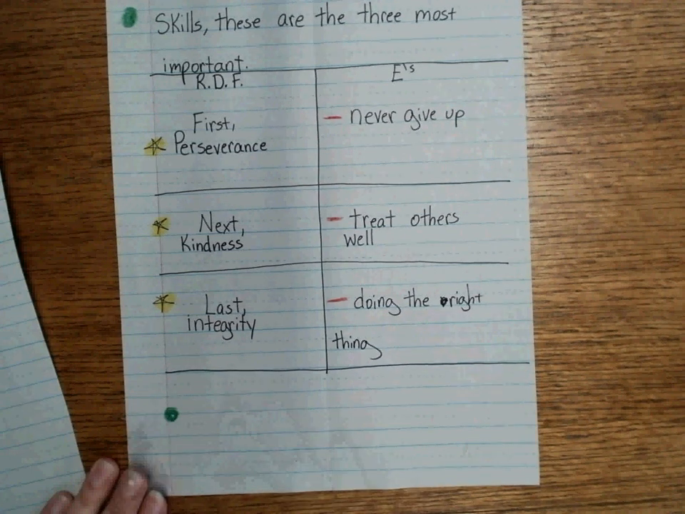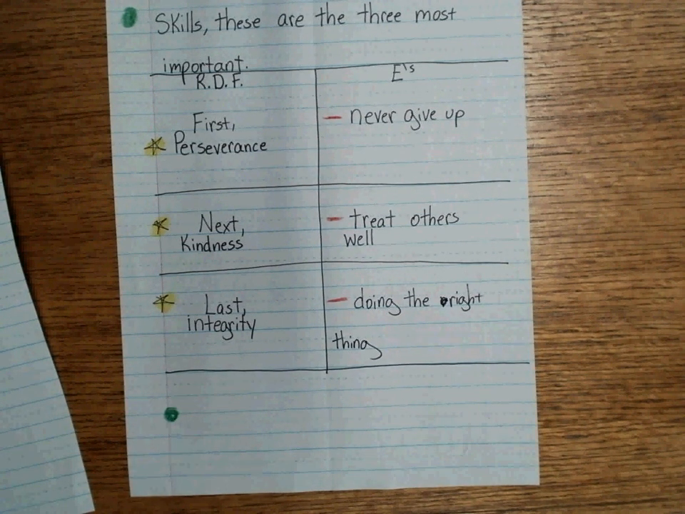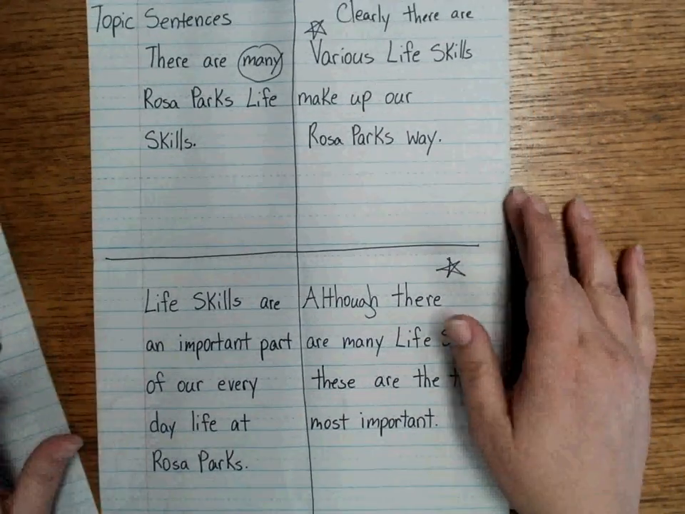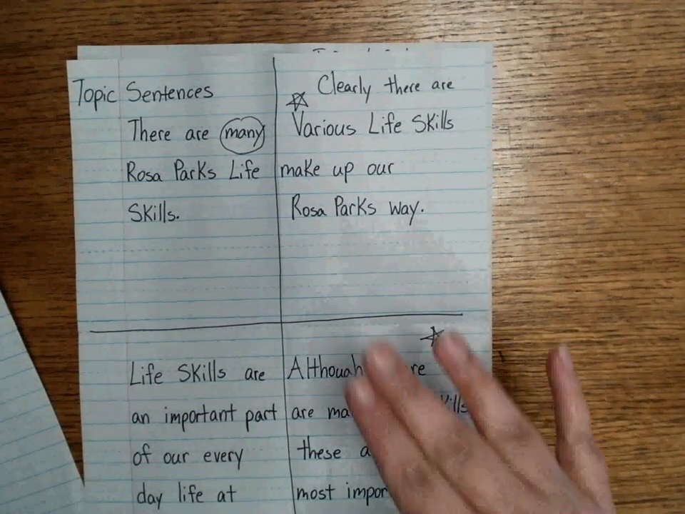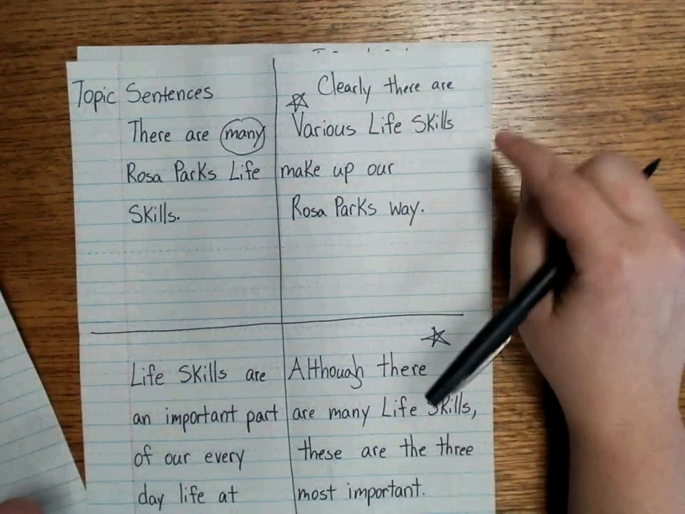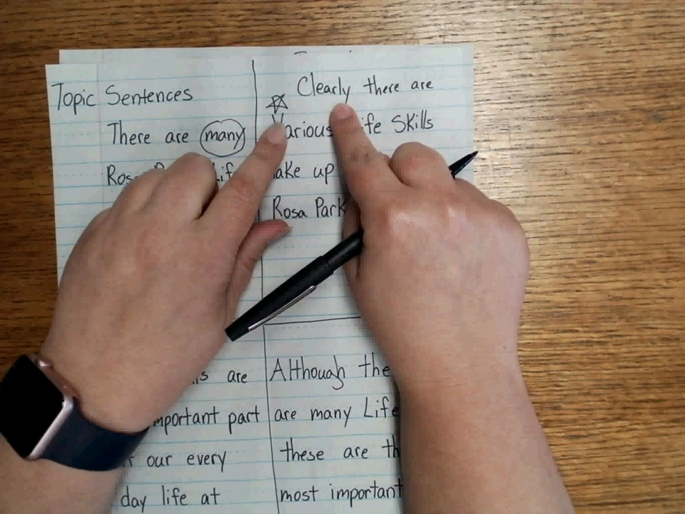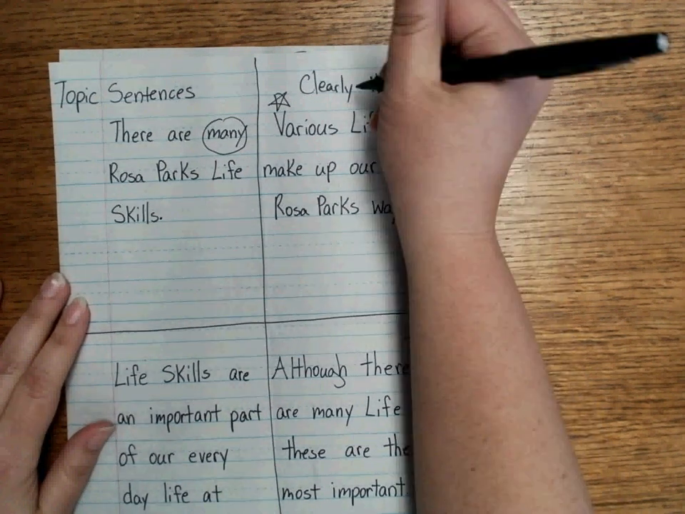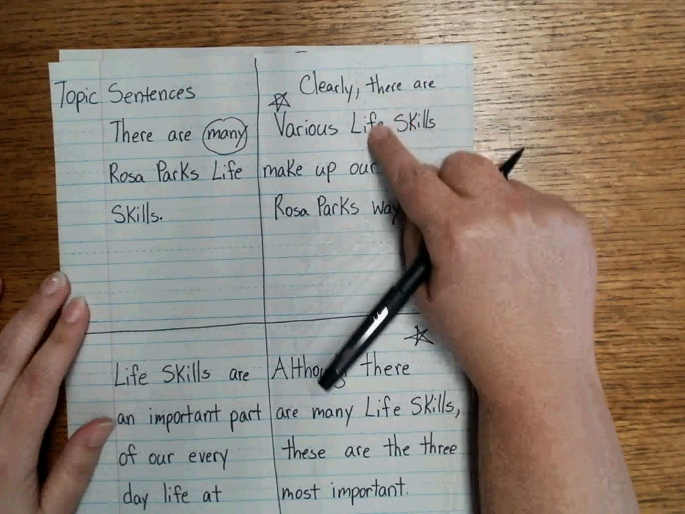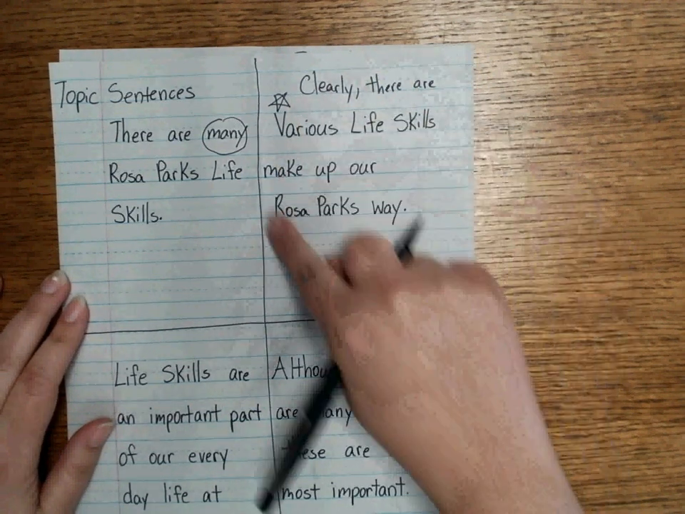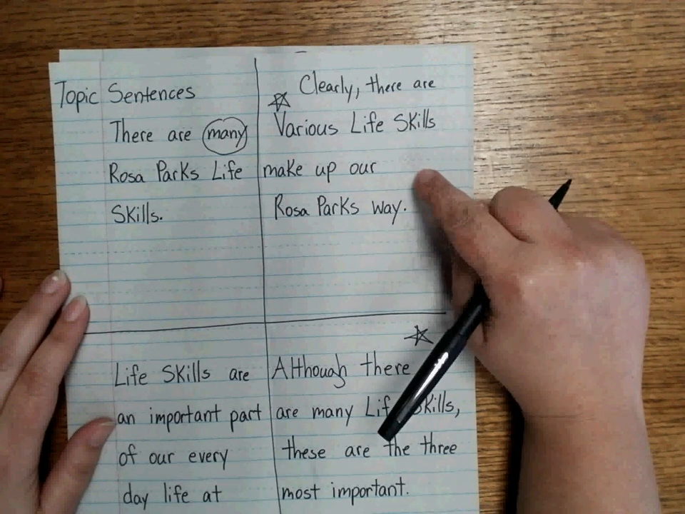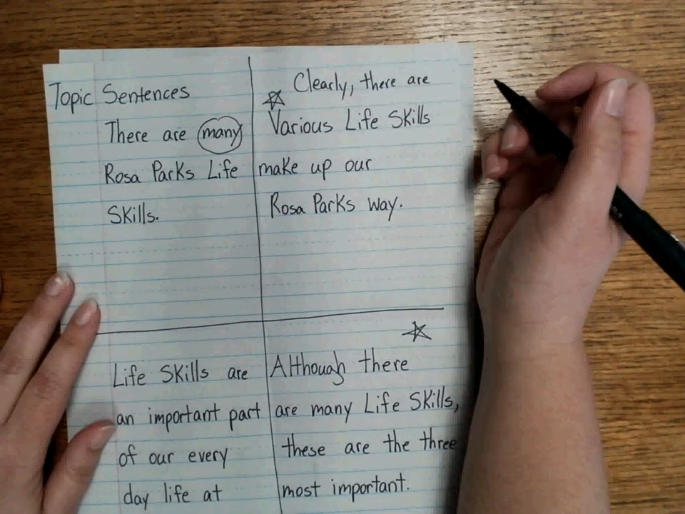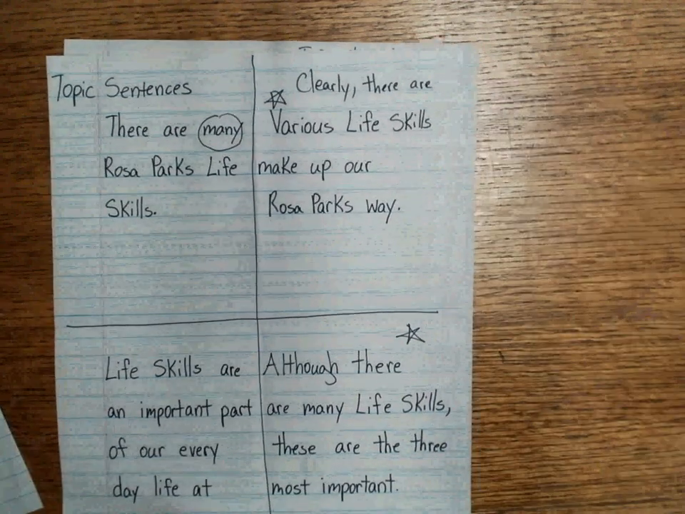The last thing I'm going to do with the writing here is I'm going to add on my conclusion. Again, if you remember, looking back at my topic sentences here, I chose one for the topic and one for the conclusion. So what I did is I just added on a conclusion word, clearly. Conclusion words can be clearly, obviously, all in all. I'm going to use clearly, comma, and then I added there are. And then I'm going to use my topic sentence, but now it is a conclusion. Clearly, there are various life skills that make up our Rosa Parks way.